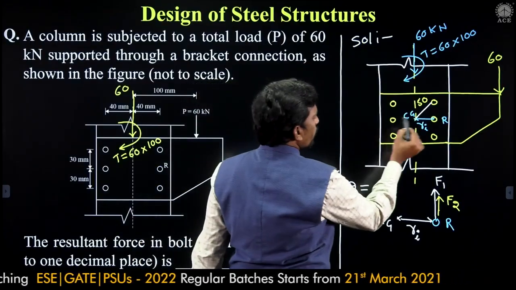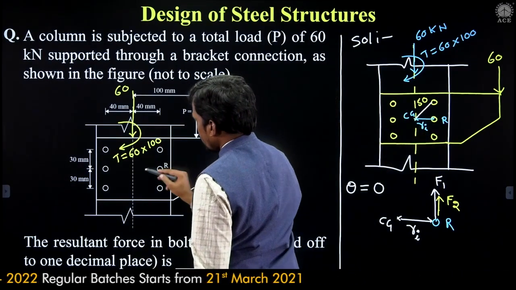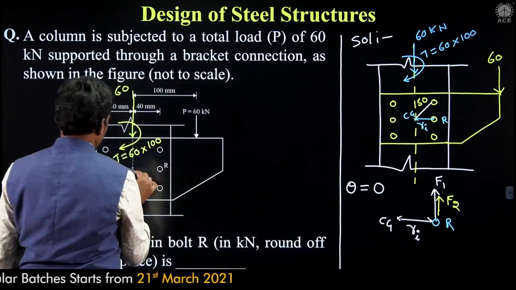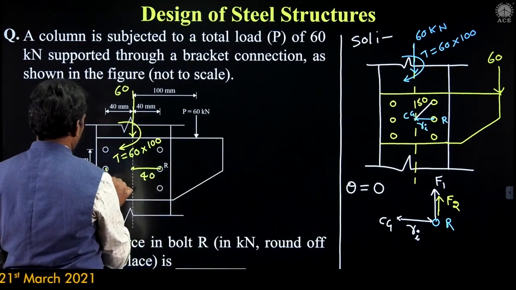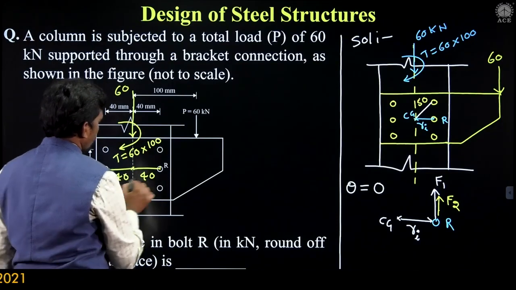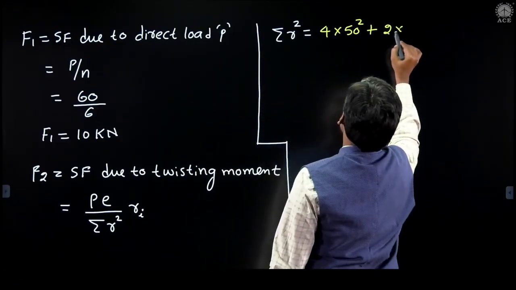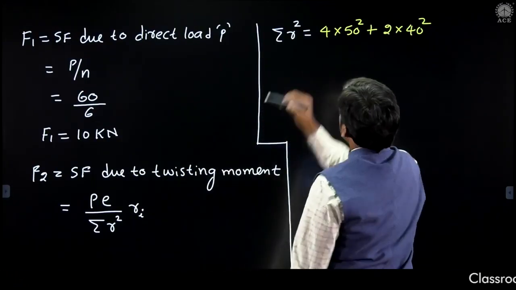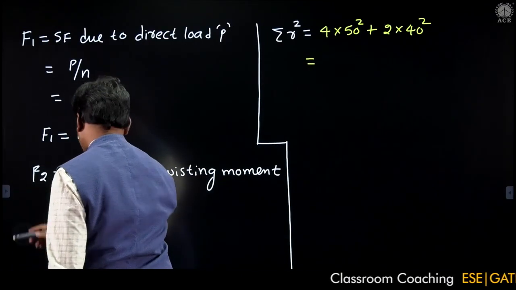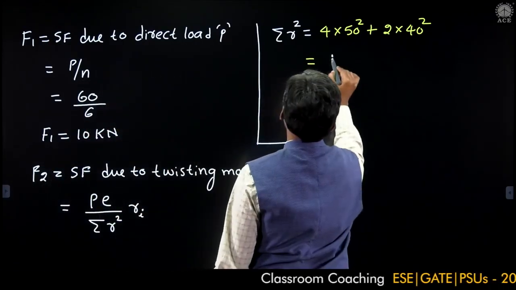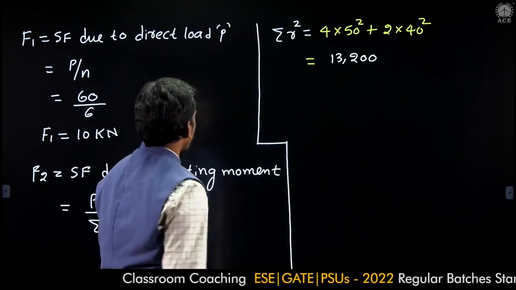Okay. Next, then only these 2 bolts, right? These 2 bolts, what is the radial distance here? This is 40, right? Yes or no? From CG, from here to this center, this is 40, and from this center to here, this is also 40. Then how many 40 radial distances are there? 2, right? Then 2 into 40 square. Okay, then solve this equation. Then this value you get 13,200.